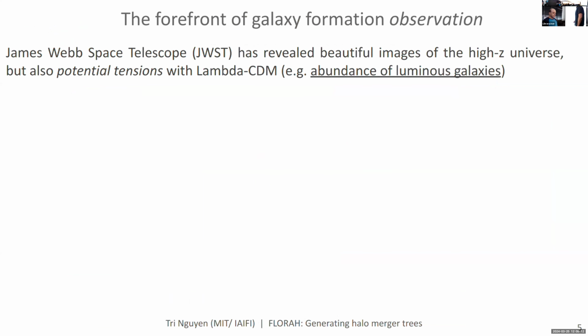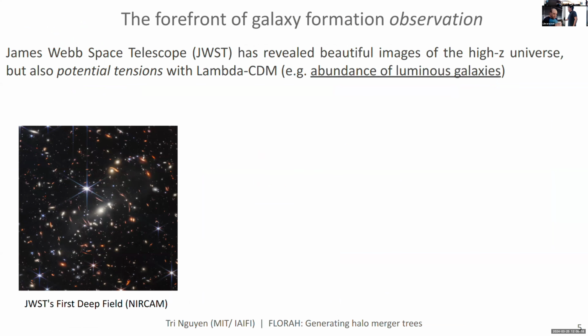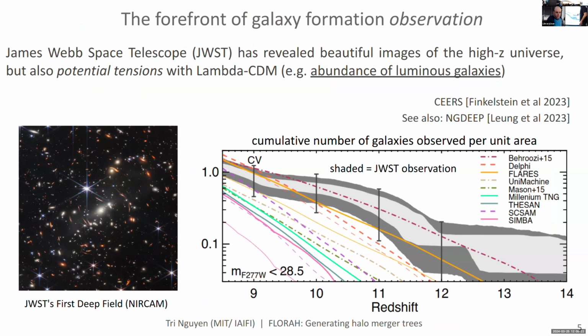So let's get started. With JWST coming online, we have many beautiful images of galaxies, but at the same time, we also have some problems. And this problem is, for example, the cumulative number of galaxies that we observe at very high redshift. We see more galaxies than we predicted from theory. So this plot shows you what the JWST observation is, with the count on the y-axis and the redshift on the x-axis.